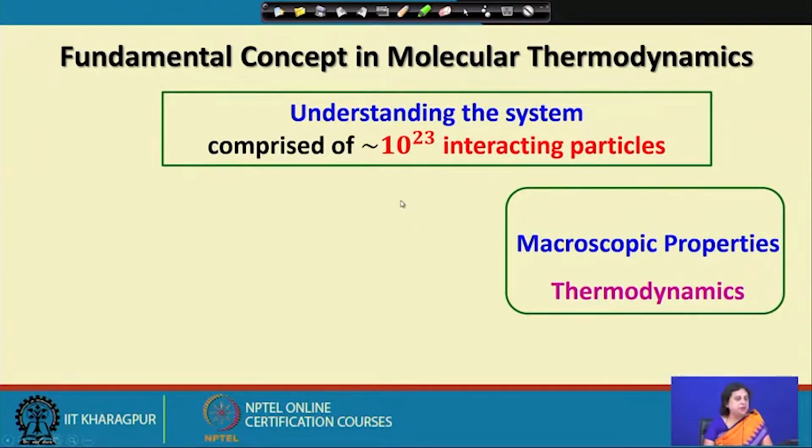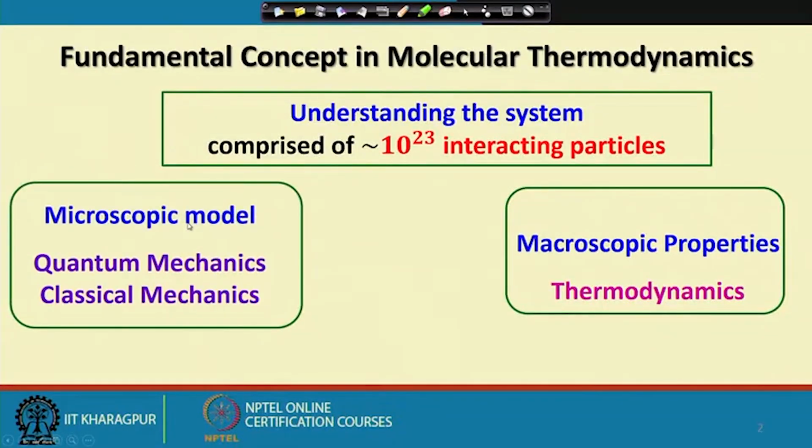It says that if you are trying to understand the properties of a system that is comprised typically of 10 to the power of 23 interacting particles, first, as we have already discussed, thermodynamics can be used to understand the macroscopic properties of the system. And here in today's class, we will be interested more in understanding the microscopic model of the systems that we are interested in.